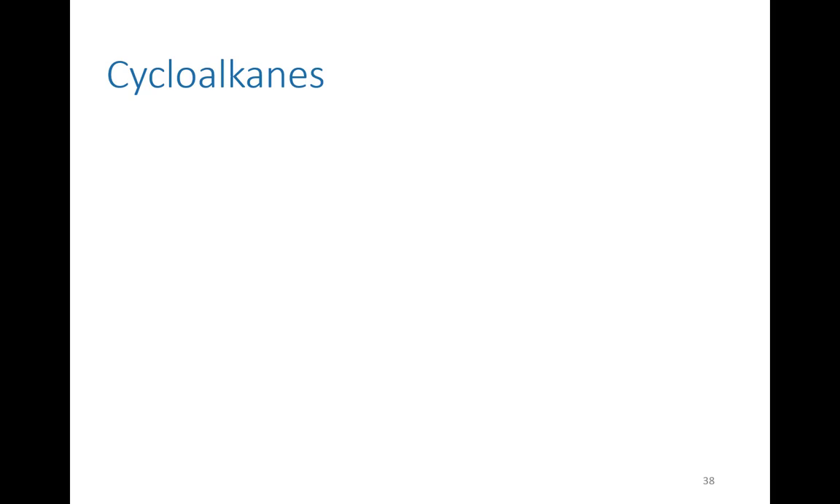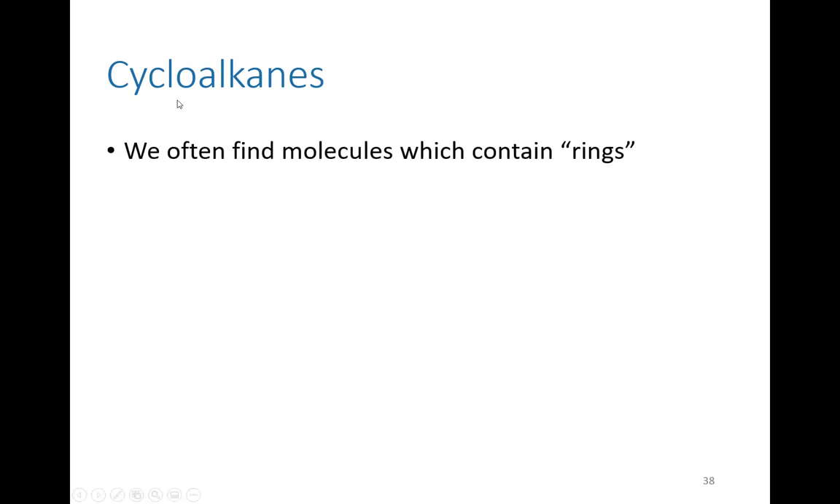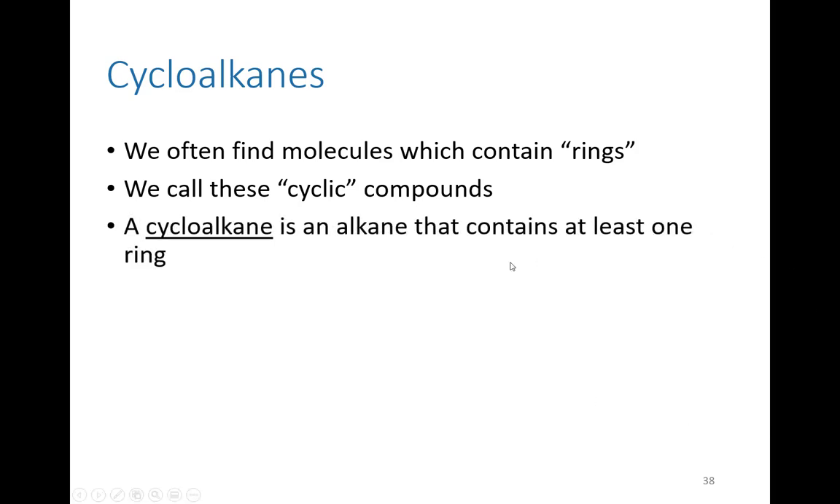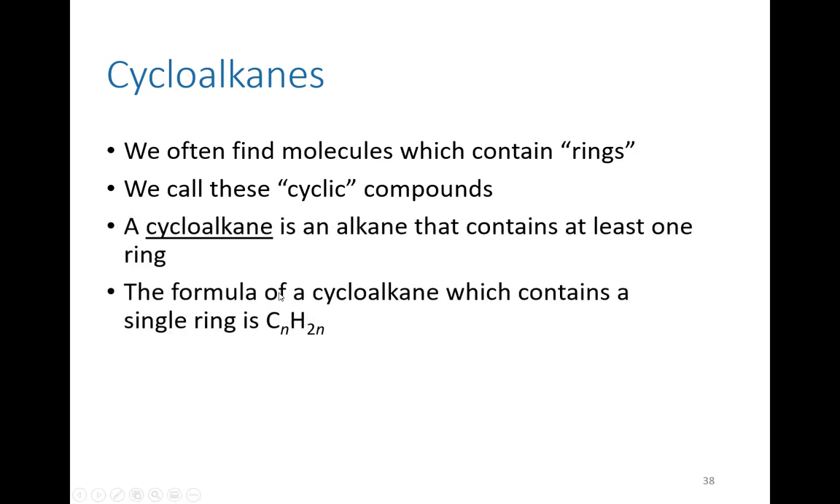Cycloalkanes are very similar to alkanes in terms of their chemical reactivity. The big difference is cyclo means that these compounds have rings. And so we're going to use the term cyclic to indicate that they have rings when you hear that word. So a cycloalkane contains at least one ring, and the formula of cycloalkanes, instead of being CnH2n+2, is just CnH2n. So for example, if we have a carbon with a 5-membered ring, so C5, H would be 10. You just double the number.